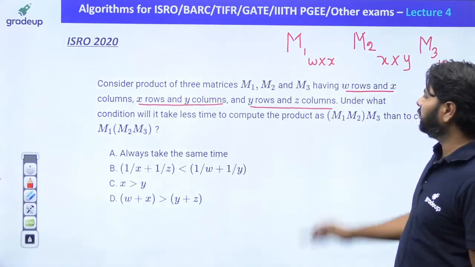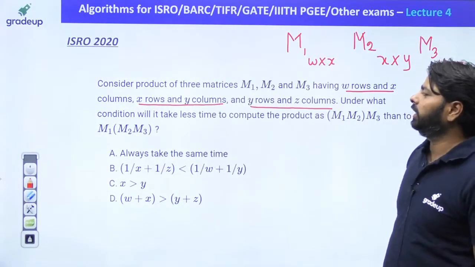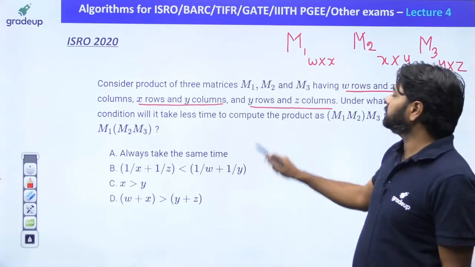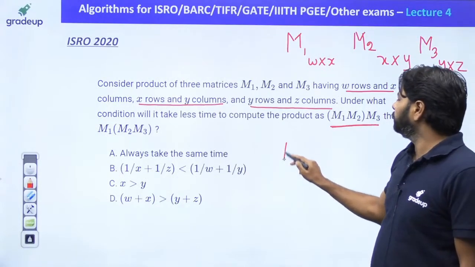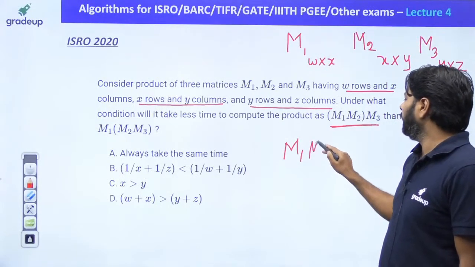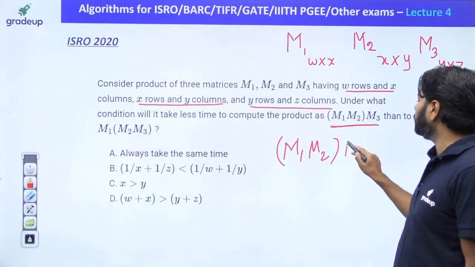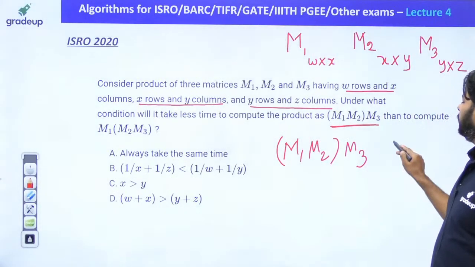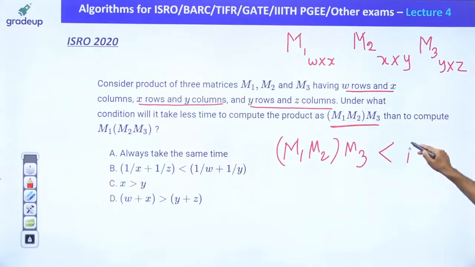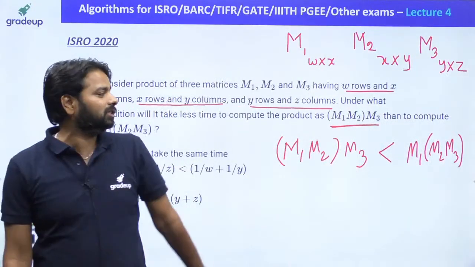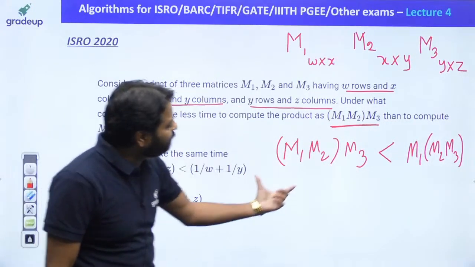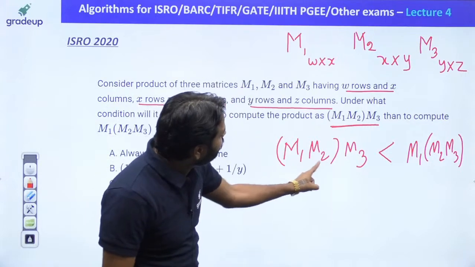And they are mentioning clearly under what condition it will take less time to compute this one. That is the time for computing M1, M2, M3. Both are doing the same multiplications, M1, M2, M3, and one takes less time than the other. If you multiply these three, first you are doing M1, M2.